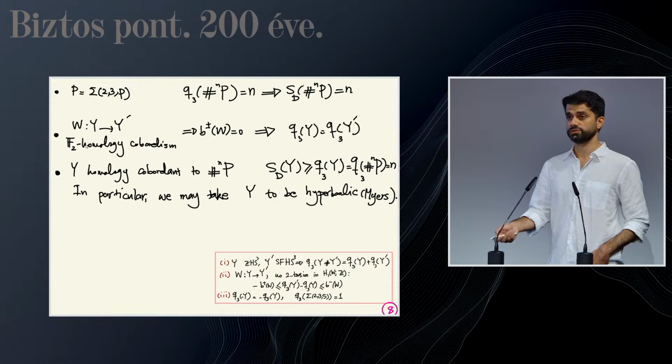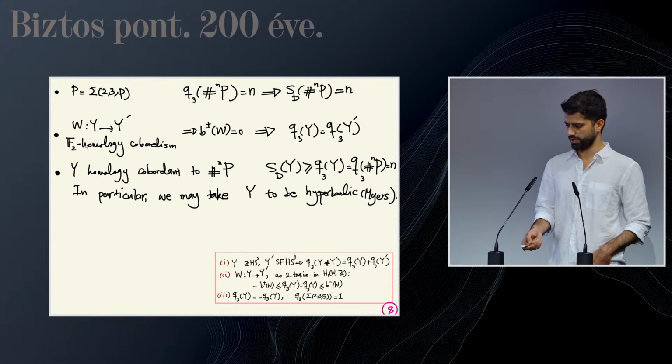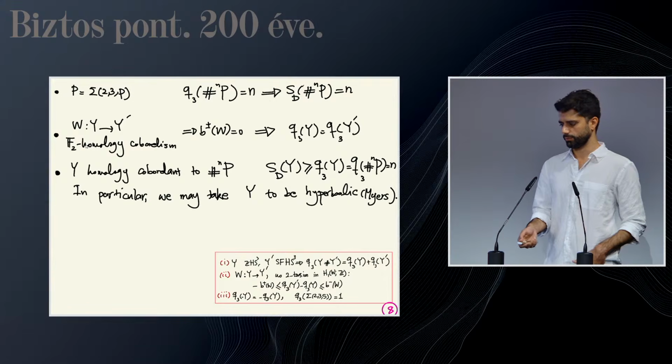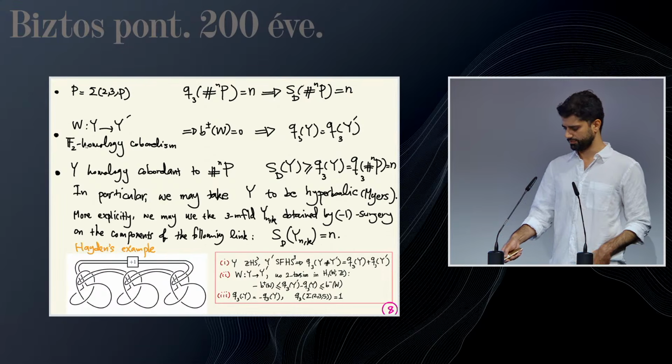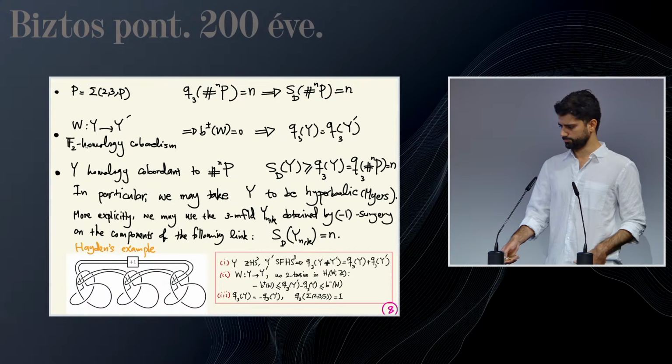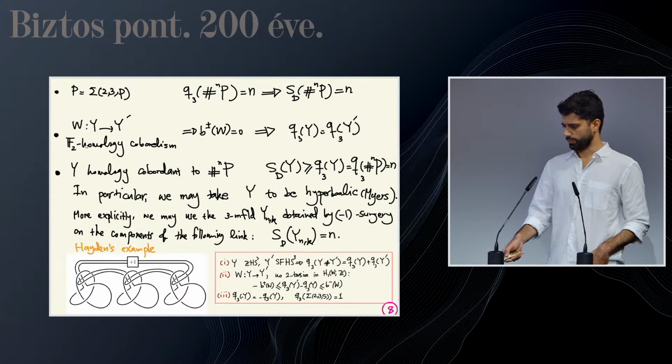So in particular, we can take Y to be hyperbolic using some result of Myers. So this way we can construct examples of hyperbolic 3-manifolds with a dense surgery number at least n. But this part can also be done more explicitly. So there is this example of families of examples of hyperbolic manifolds, which you can construct.